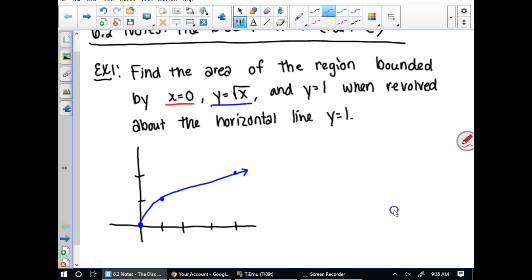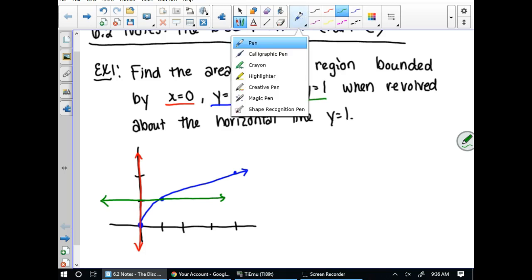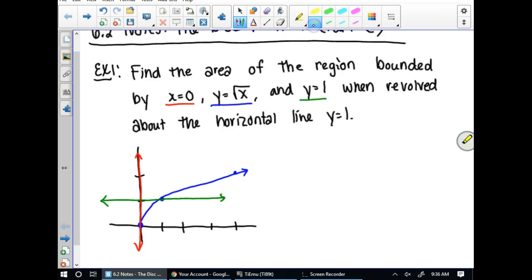x equals 0. What line is that? The vertical y-axis. And then y equals 1 is here. I really should have made this graph a little bit smaller because we really don't need a lot of what I've got there. So if we graph those three lines, we're looking for the region between. So we've got this little area right here.